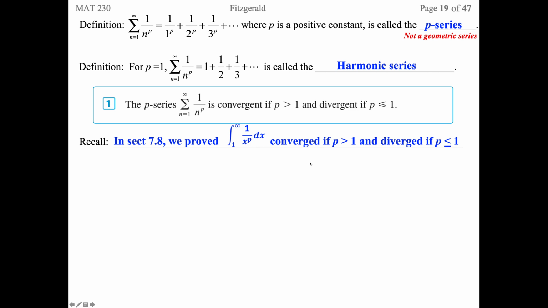All right, so again, there is that theorem that says, okay, if it works for functions, then it's going to work for summations when we do infinite sums.